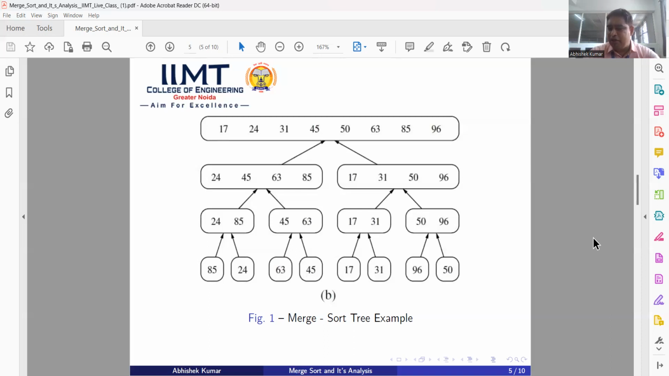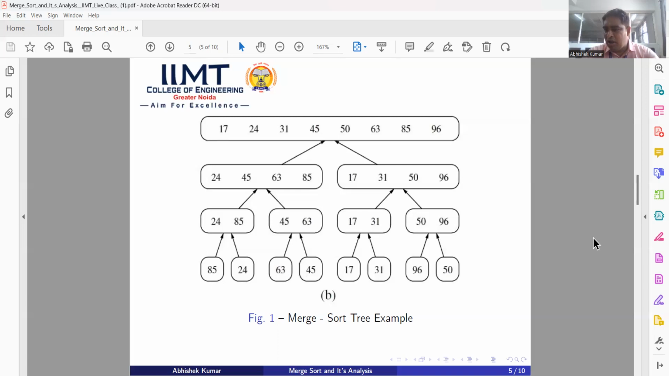So now I refers to the second element, 85, which will be compared with 45. 85 is bigger than 45, so 45 will take the second place. Now the J value will be increased, so J now refers to 63. Again 85 will be compared with 63, and the value that is smaller will come to the upper level. 63 is smaller than 85, so 63 will go to the next level of this tree. Now there is only one element left, 85, so 85 will be copied.